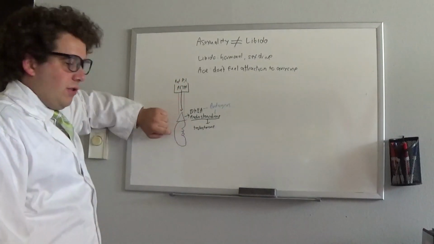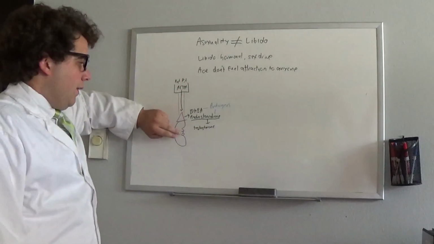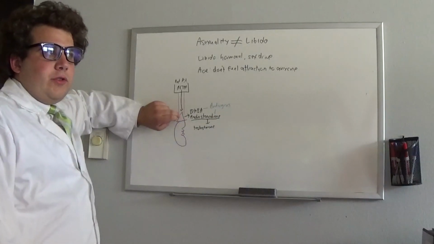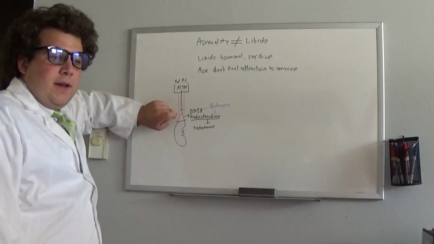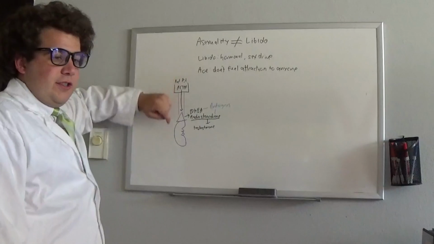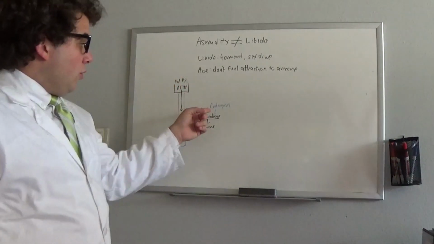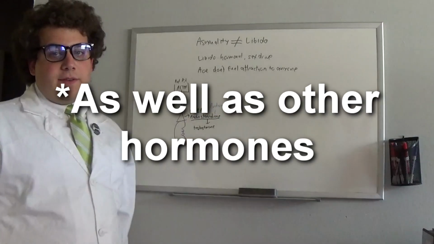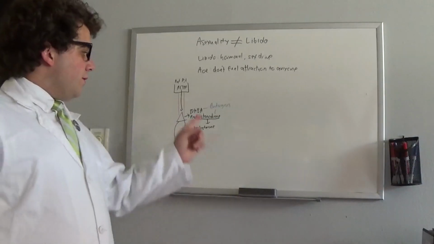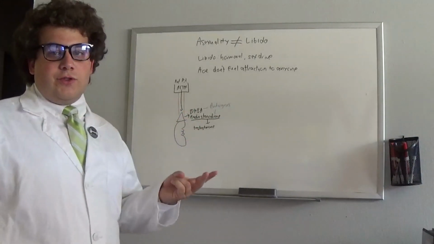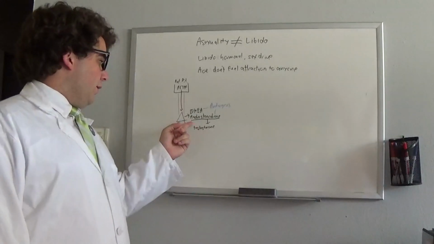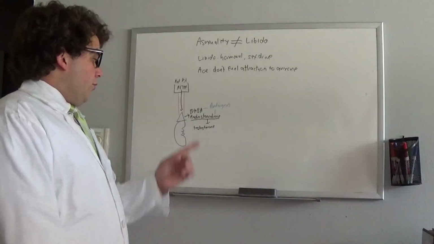And it goes to this structure right here, which is the kidney. And the structure that sits above the kidney is called the adrenal gland. More specifically, ACTH stimulates the adrenal cortex, which releases a class of hormones called androgens. Now this includes testosterone, estrogen, DHEA, and androstenedione.